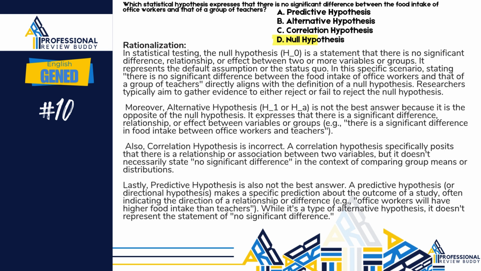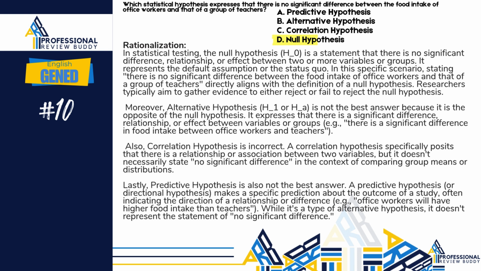Rationalization. In statistical testing, the null hypothesis, h_0, is a statement that there is no significant difference, relationship, or effect between 2 or more variables or groups. It represents the default assumption or the status quo. In this specific scenario, stating, there is no significant difference between the food intake of office workers and that of a group of teachers, directly aligns with the definition of a null hypothesis. Researchers typically aim to gather evidence to either reject or fail to reject the null hypothesis.